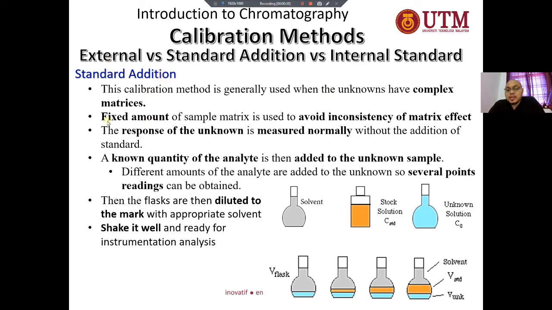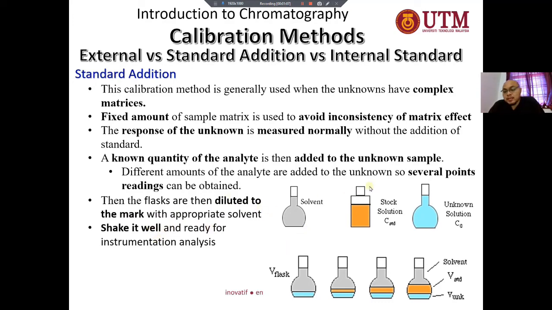In the standard addition method, a fixed amount of sample matrix is used to avoid inconsistency of matrix effects. I will describe using this figure after this. The response of the unknown is measured normally without the addition of the standard. A known quantity of the analyte is then added to the unknown sample. Different amounts of analyte are added to the unknown, so several point readings can be obtained. Then the flasks are diluted to the mark with the appropriate solvent, checked well, and ready for instrumentation analysis.